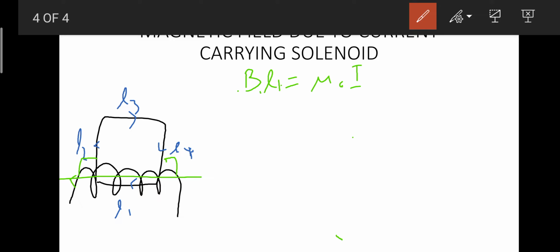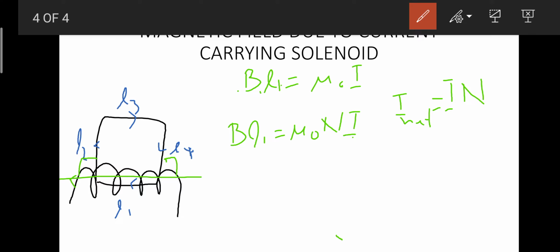So if there are N number of turns, the total or the net current through that loop, I net, would in this case be equal to I into N number of turns, right? So if I put this value of net current in our above equation, it would become BL1 equals mu naught N I, right?